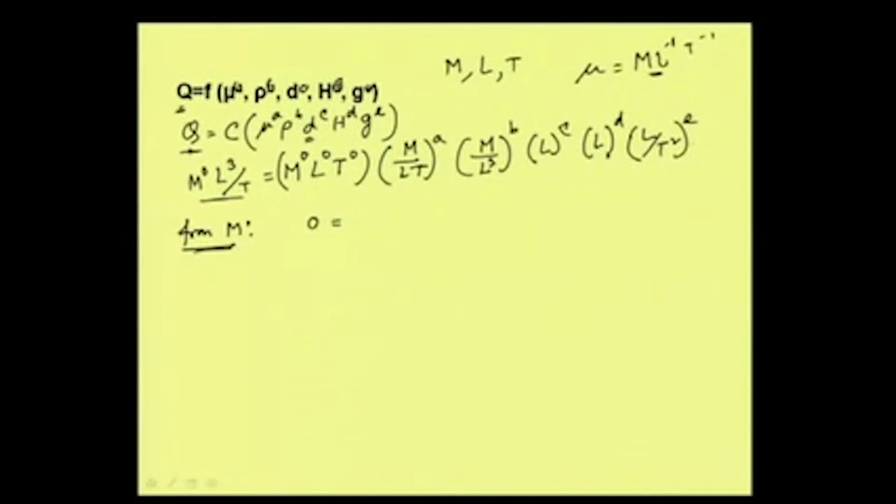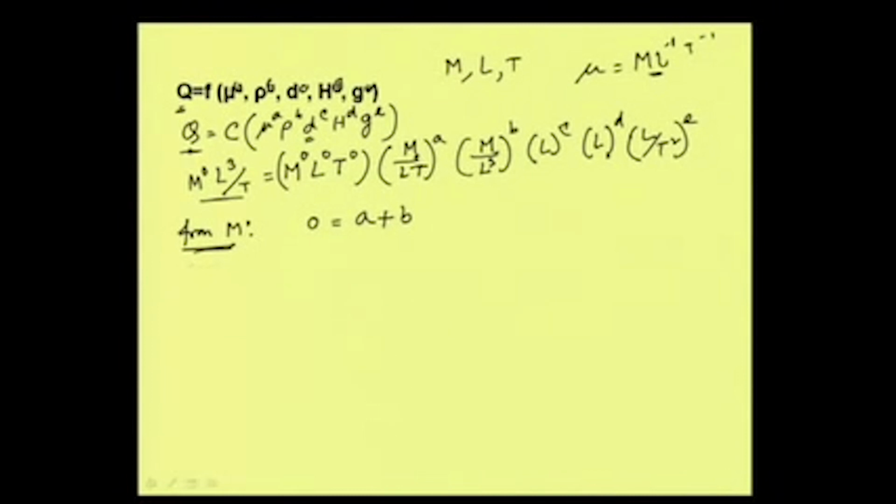On the others we do not have M. So M to the power 0 is equal to M to the power a plus b. Here also we have M, here also we have M. So if you combine this, M to the power a plus b. So 0 is equal to a plus b.